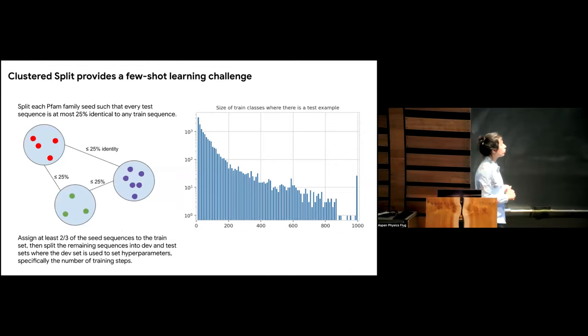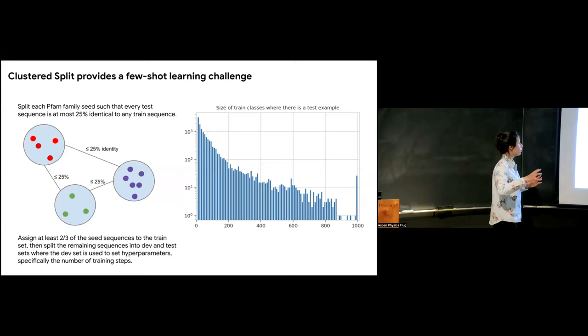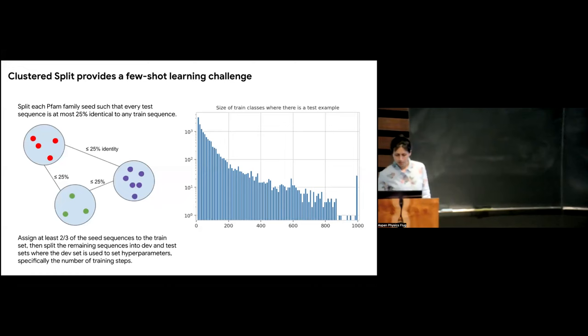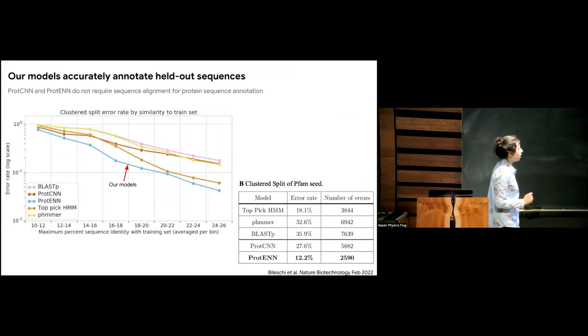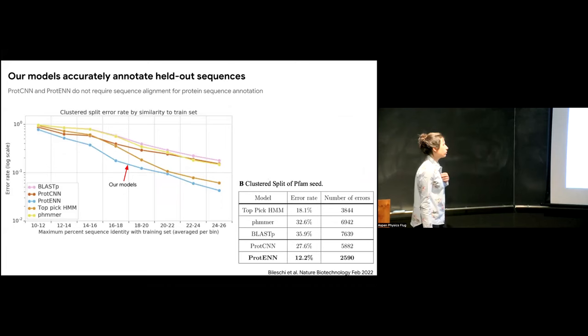The field is really worried that we might just be borrowing information from the training data. So we made a cluster split of the data where every single test example is at most 25% identical to any training example. You have to worry about whether you are bleeding information from your training data to your test data. Even on the cluster data set, our methods outperformed everything else, which is really great. This is a much harder task. You can see that our model is doing better, but it's not doing 10 times better. There's still space for us to improve.